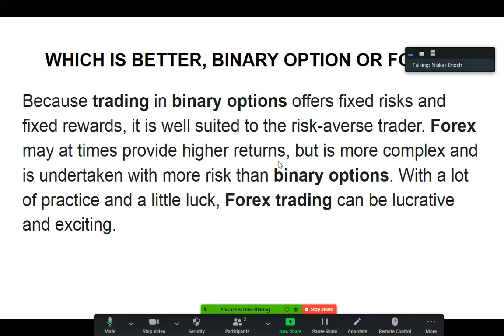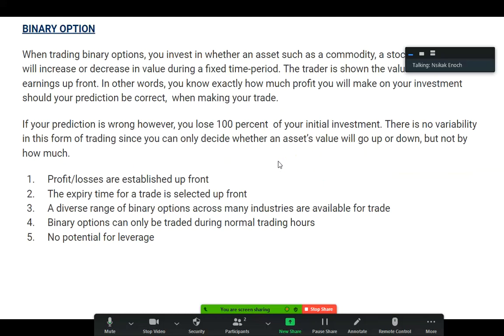So to cut the story short, we can say forex is better than binary when it comes to making profits. Forex is better than binary.